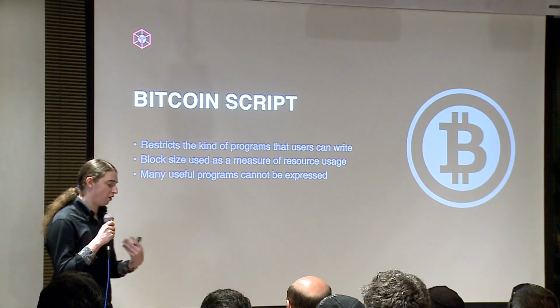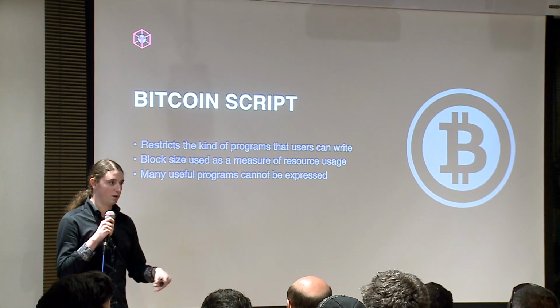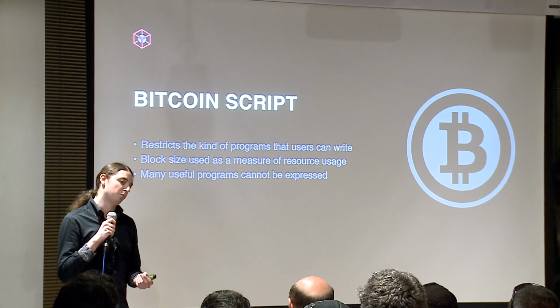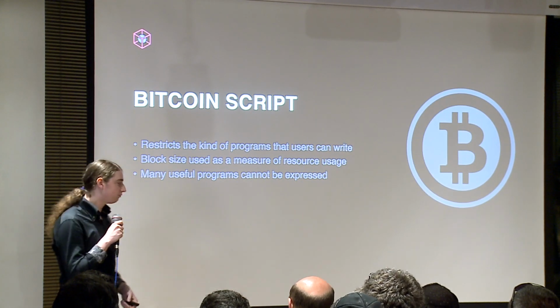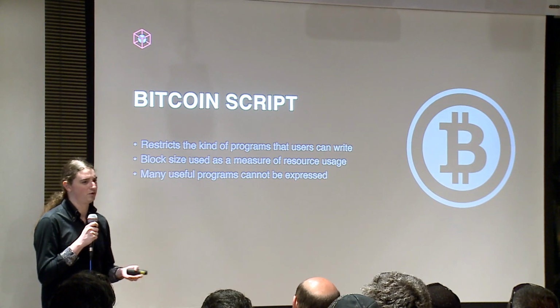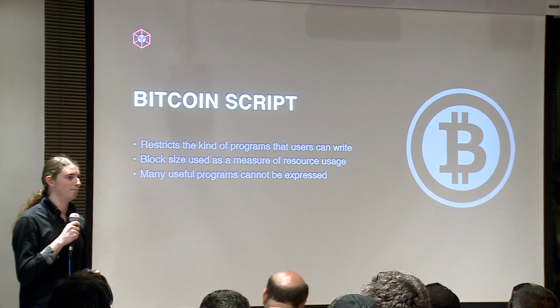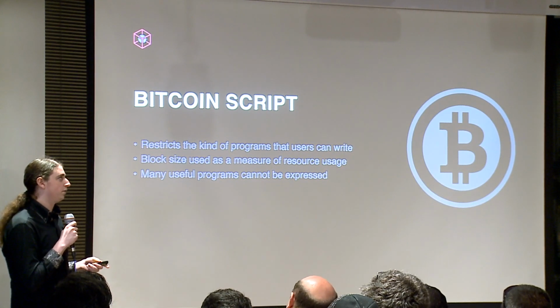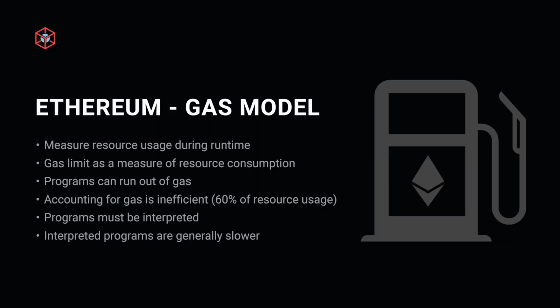For example, if I'm running a Bitcoin node and someone gives me a 1 megabyte block, I have a rough idea of how long it's going to take me to validate that block based on the block size. You can't do this in Ethereum. The block size in Ethereum tells you nothing about how long it's going to run for. That's why in Ethereum you have the analogous gas limit. So in Ethereum you have the gas model.